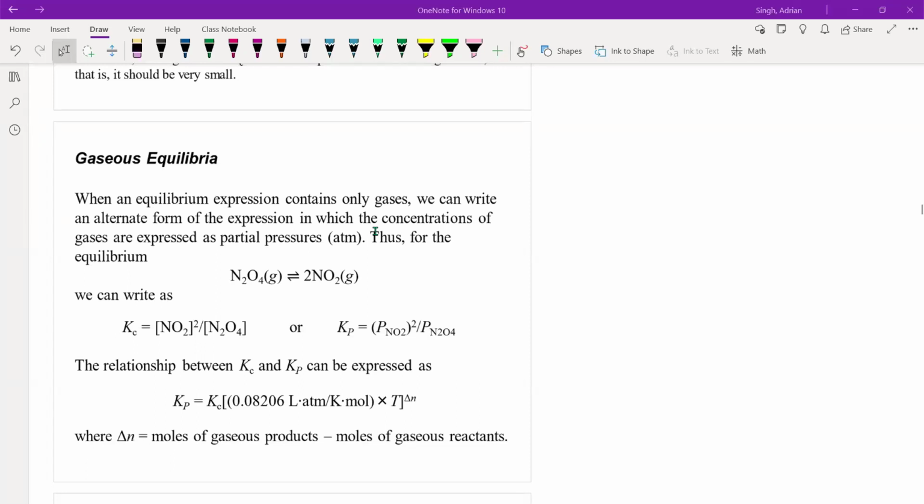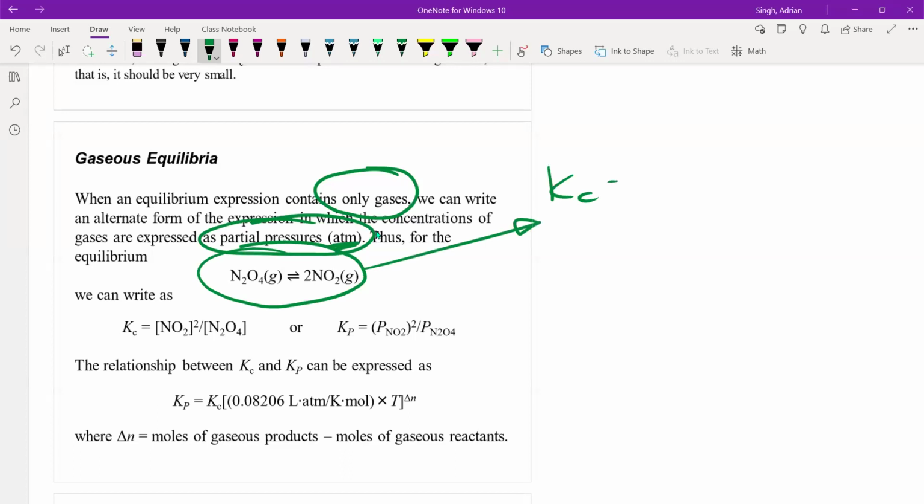Okay, so when we have a situation where our equilibrium expression contains only gases, we can write a different form of the equilibrium expression, which accounts for the species present, not in terms of the concentrations of the gases, but instead in terms of their partial pressures. And that's going to be usually in atmospheres. So for instance, we've seen previously that if we have this equation here, N2O4 producing NO2, we can write the Kc expression for this, right? It's the product, NO2 squared over N2O4 to the first power, right?